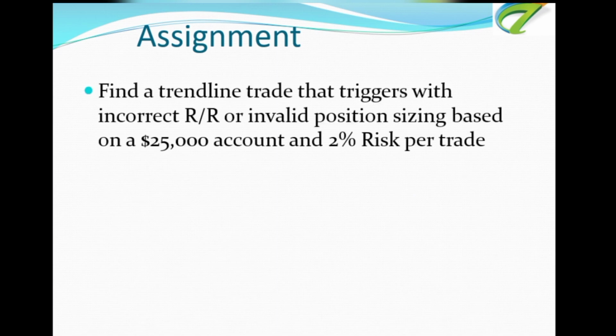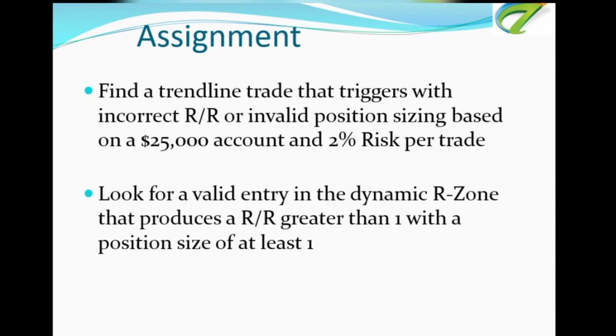Assignment. Find a trend line trade that triggers with incorrect reward risk ratio or invalid position sizing based on a $25,000 account and 2% risk per trade. Then look for a valid entry in the dynamic R zone that produces a reward to risk ratio greater than 1 with the position size of at least 1.